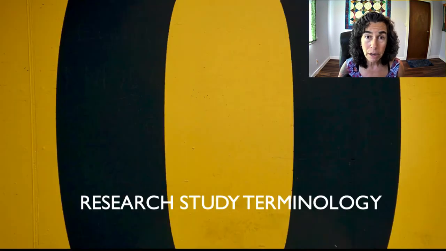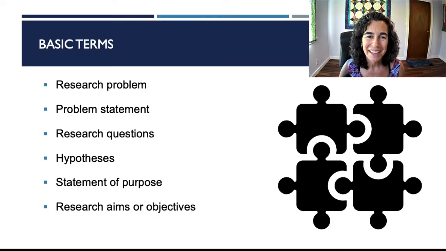So let's start with research study terminology. There's a number of basic terms that are listed here, and we're going to go through them one at a time. They are research problem, problem statement, research questions, hypotheses, statement of purpose, and research aims or objectives. And I will say that as we go through these, there are definitions on this slide, but we're going to go through them one at a time.